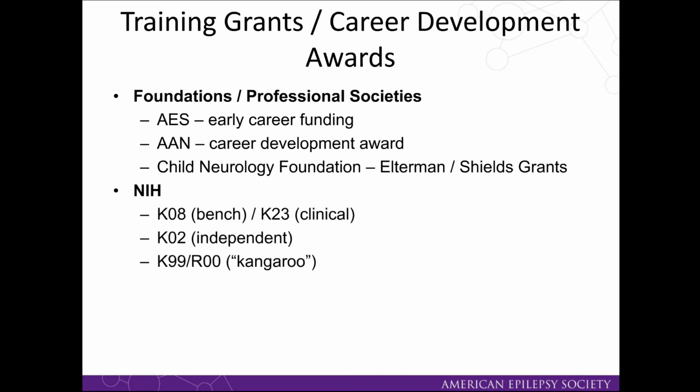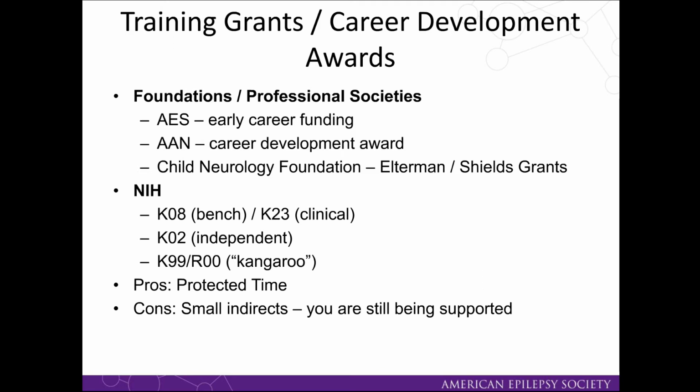The NIH also has some career development awards. The classic ones that you're going for are things like the K08, which is really a bench neuroscience award, the K23, which is for patient-oriented research, and then there's also a K02 award, for when you're more of an independent scientist, but it's not quite as robust as an R01. And then there is this mechanism called the kangaroo, the K99/R00. The principle there is you get a few years of mentored research, and then you get a few years of independent research similar to what you would do in an R01, but you apply for both phases at the same time.